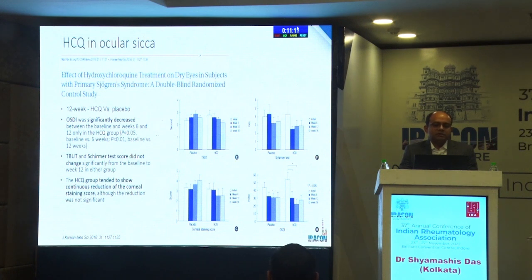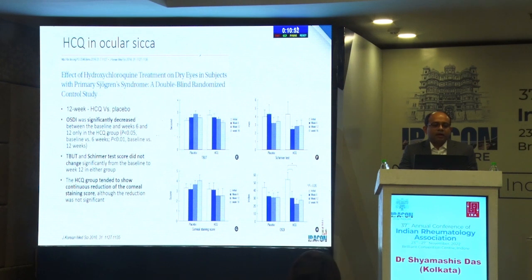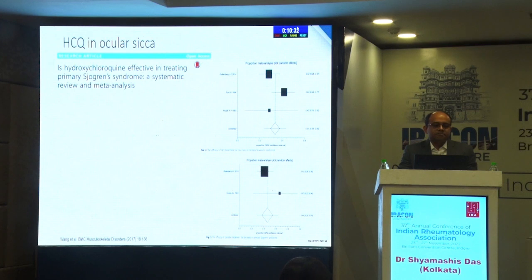That was published in 2016, and in that study, OSDI, the subjective dry eye symptom index, was significantly decreased. However, tear breakup time and Schirmer test score did not show any change after 12 weeks of treatment with hydroxychloroquine. However, the hydroxychloroquine group tended to show continuous reduction of corneal staining score, although that was not statistically significant. So, this double-blind RCT could not show any objective improvement of dry eye with hydroxychloroquine. The limitation of the study was small sample size and short duration of the study.